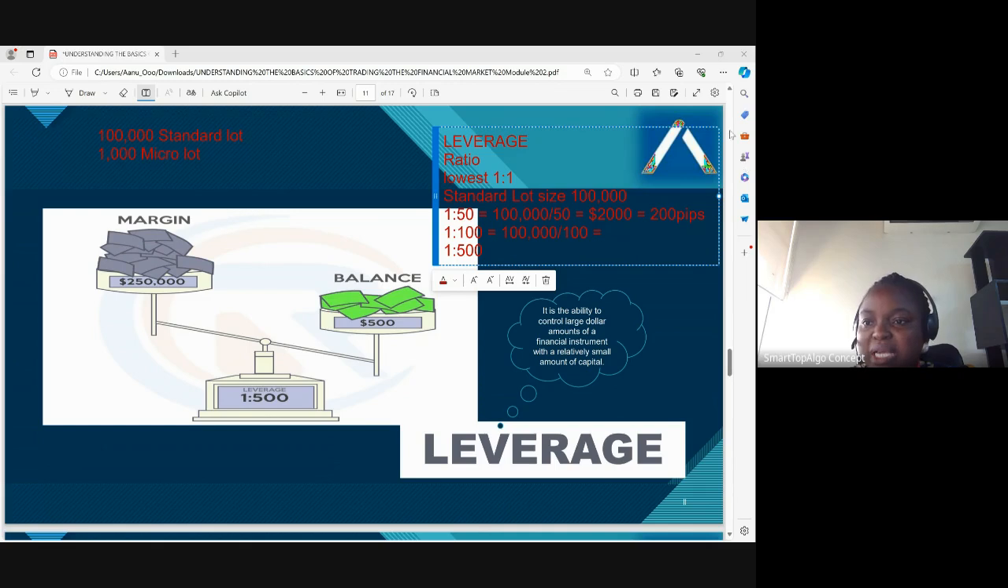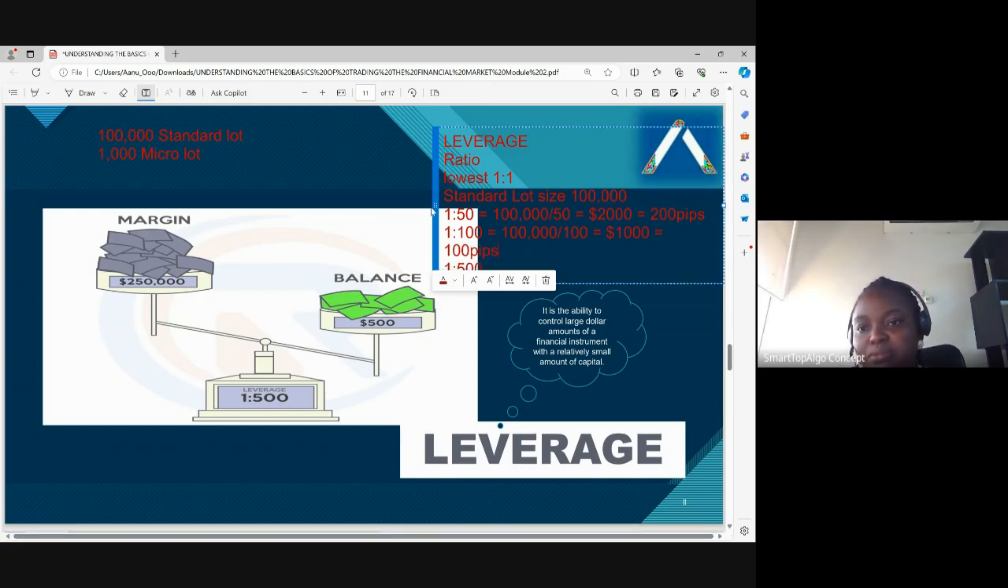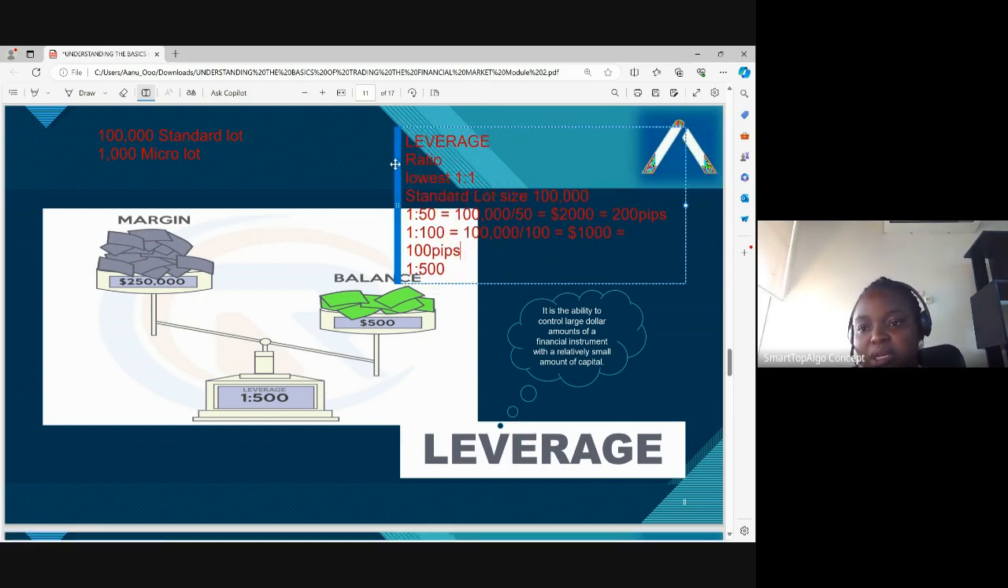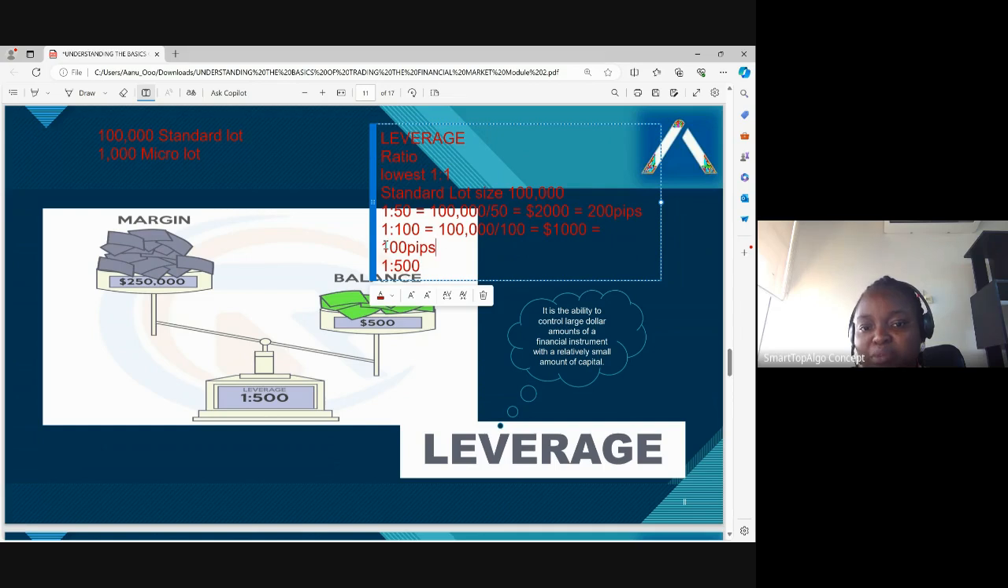So it means that if I have $1,000, then I can trade with 1.0 if I am on a leverage of 1 to 100. But what this means is if the market moves against me 100 pips, I will blow my capital. I will lose my entire capital.